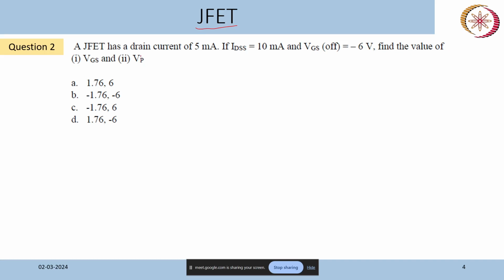So VGS is the gate voltage for this drain current of 5 milliampere, and what is VP? It is the pinch off voltage. And the options are given in terms of volt.